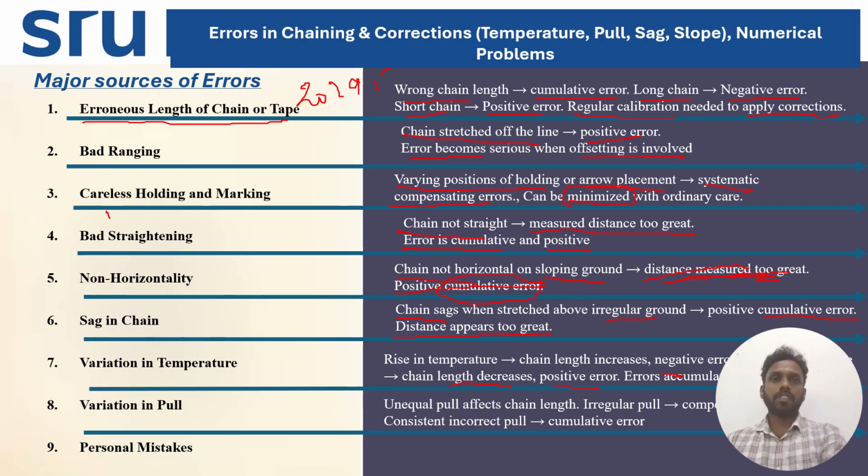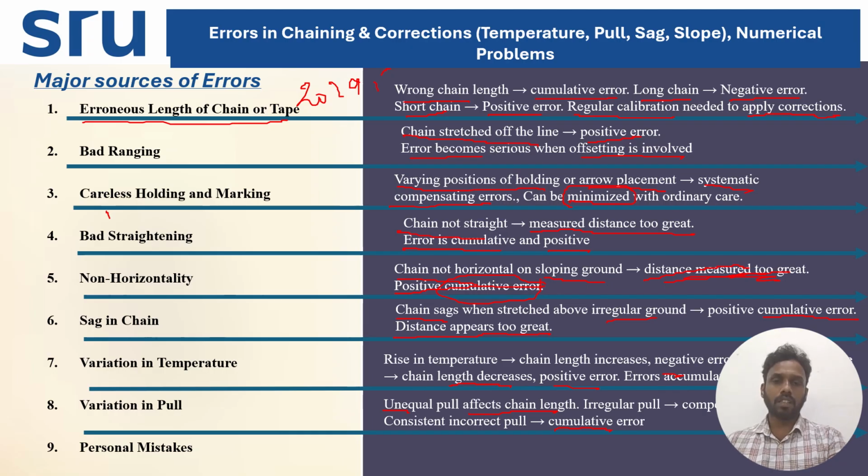Then variation in pull. So this is an unequal pull that affects the chain length. Okay. So as I said, your chains are manufactured for standard temperature, right? When there's variation in this, that will give you elongation of the chain and an error reading. So this comes under the same cumulative error. So the error will keep on accumulating.